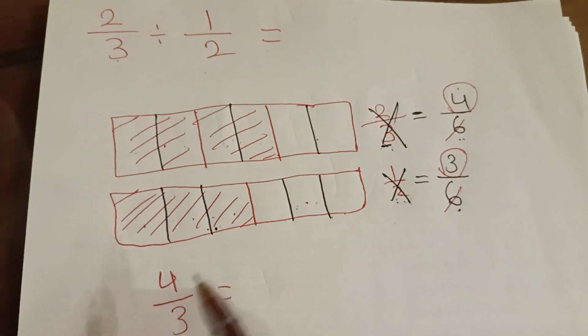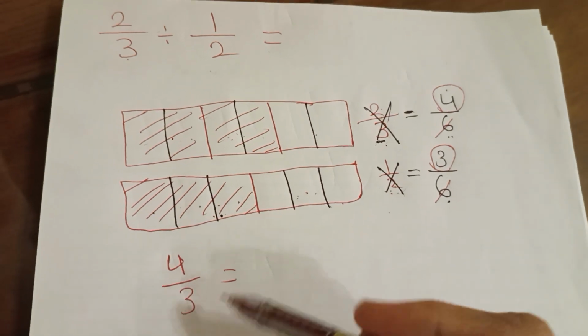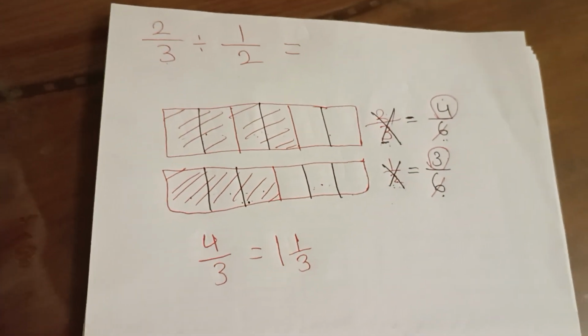So it will be what? 4/3. It's an improper fraction because 4 is greater than 3, so it will be 1, and the remainder will be 1. 1 1/3.